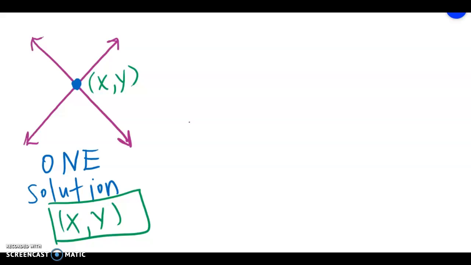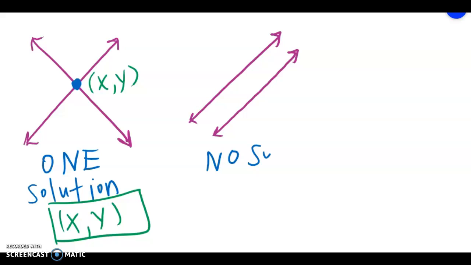Okay, so if you have 2 lines graphed that never touch at all, this is no solution. There is no answer. None. They do not intersect, they do not cross, so there is no solution.